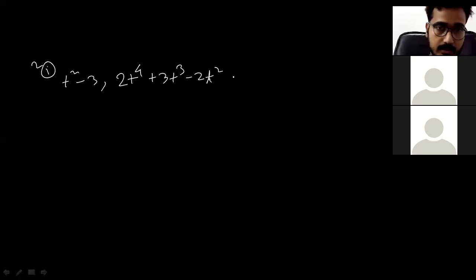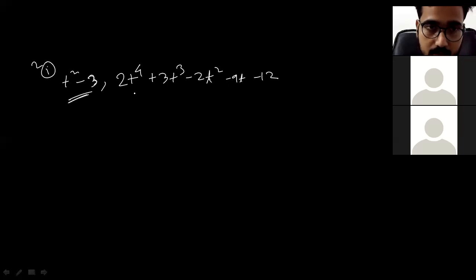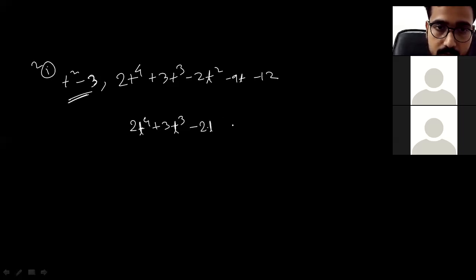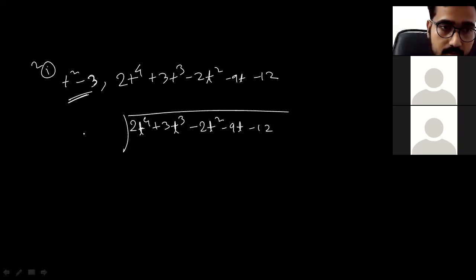The question is t square minus 3, and the other one is 2t to the power 4 plus 3t cube minus 2t square minus 9t minus 12. Now you have to check whether this is a factor of this one or not. For that you have to divide. Yes or no? So divide 2t to the power 4 plus 3t cube minus 2t square minus 9t minus 12 by t square minus 3.